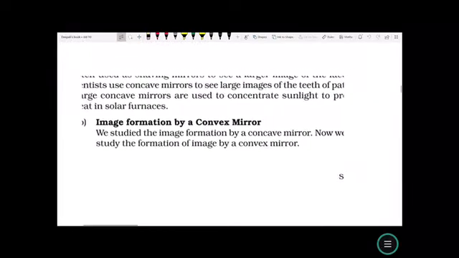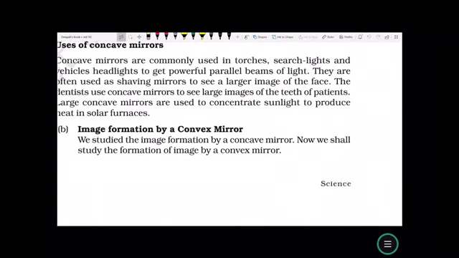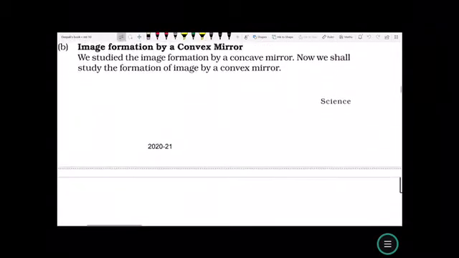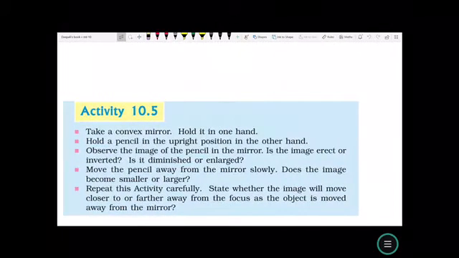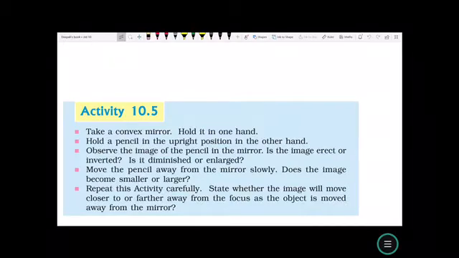We studied the image formation by a concave mirror. Now we shall study the formation of image by a convex mirror. Take a convex mirror, hold it in one hand. Hold a pencil in the upright position in your other hand. Observe the image of the pencil in the mirror.